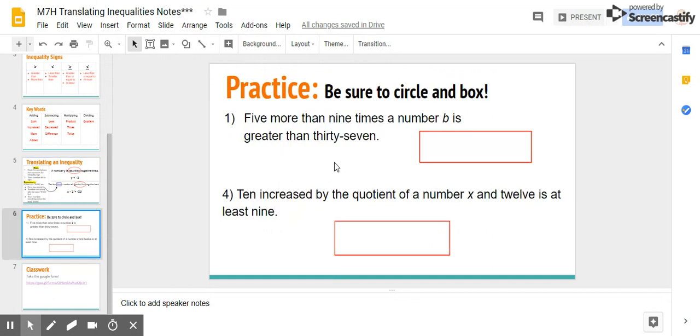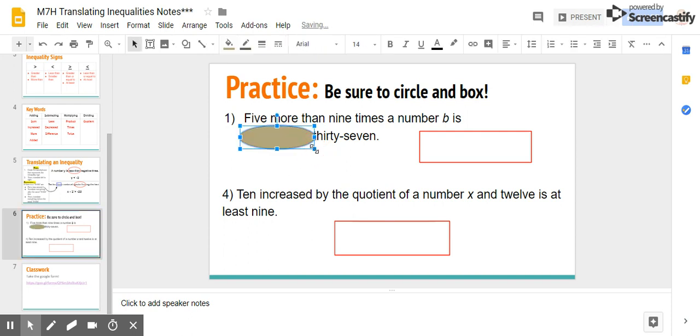Let's go to our first practice. Be sure to circle and box. So our first practice is 5 more than 9 times a number b is greater than 37. Okay, so our first thing we're going to do is we're going to come up here, get our circle, and we're going to circle the keywords that are telling us what our inequality symbol is going to be. 5 more than 9 times a number b is greater, that's our symbol, than 37.